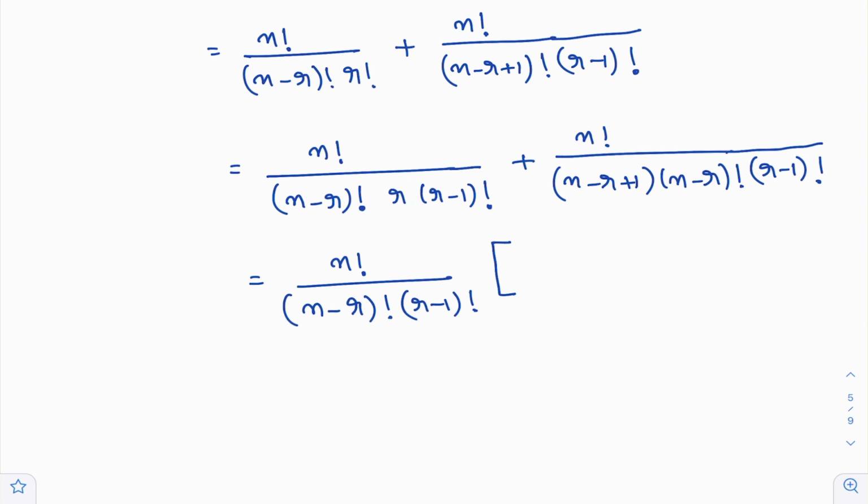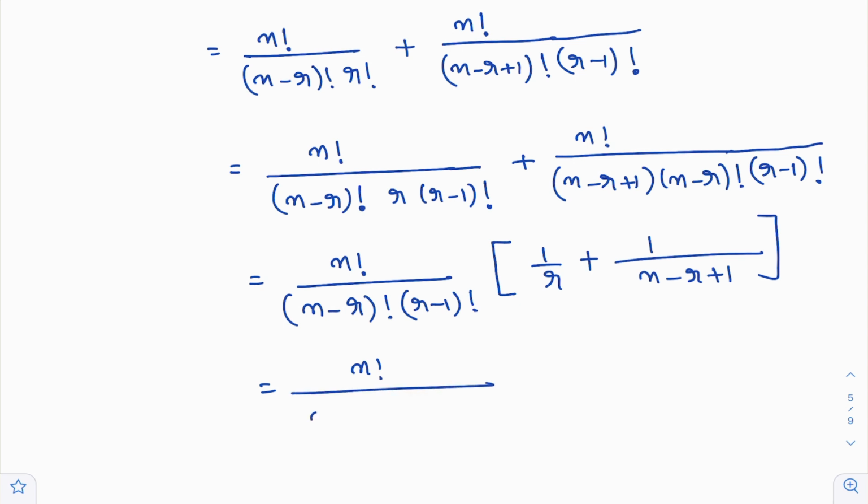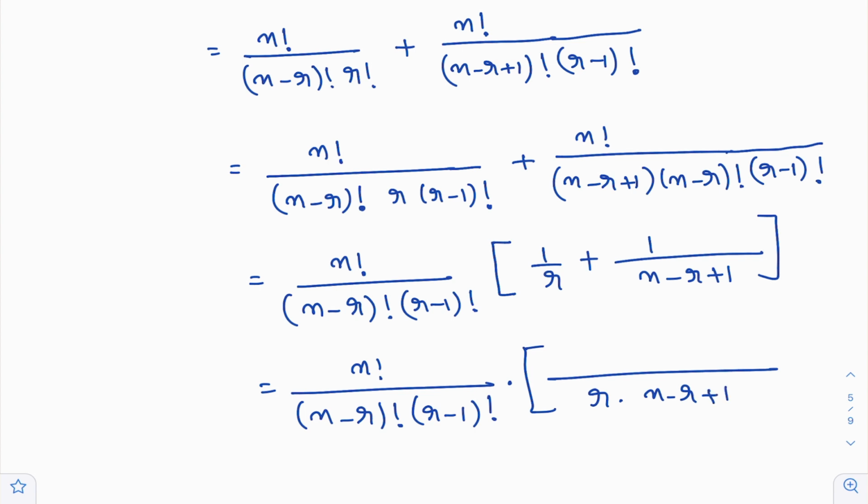Actually it is 1 by r, not r. Now n factorial is already taken common, and 1 divided by (n minus r) factorial and (r minus 1) factorial are both taken common. So what is remaining here is 1 by (n minus r plus 1). Simplify this: n factorial divided by (n minus r) factorial into (r minus 1) factorial into, what you will get, r into (n minus r plus 1).